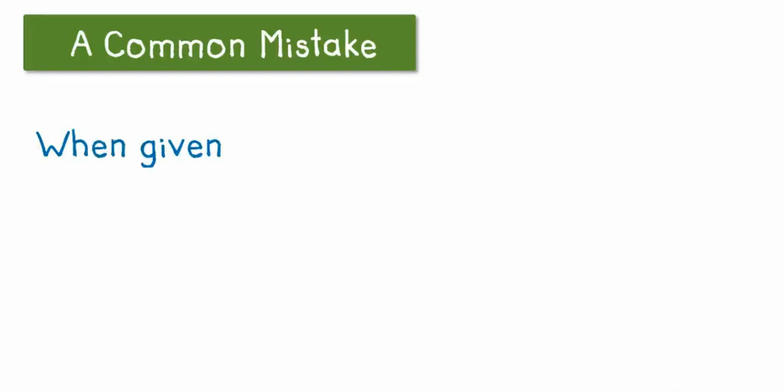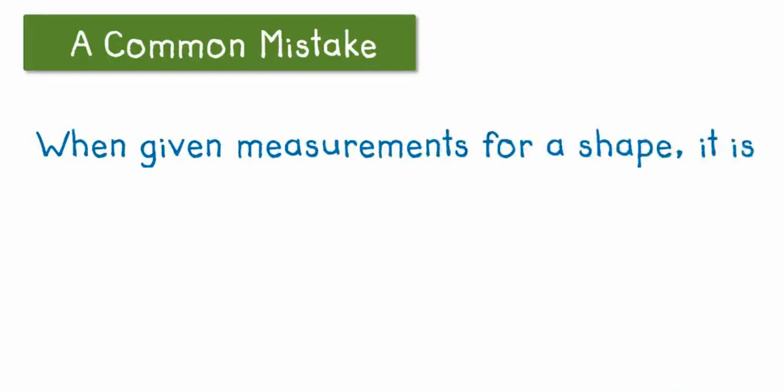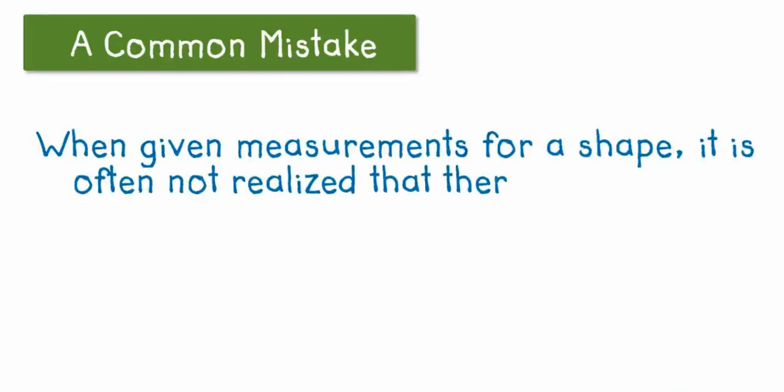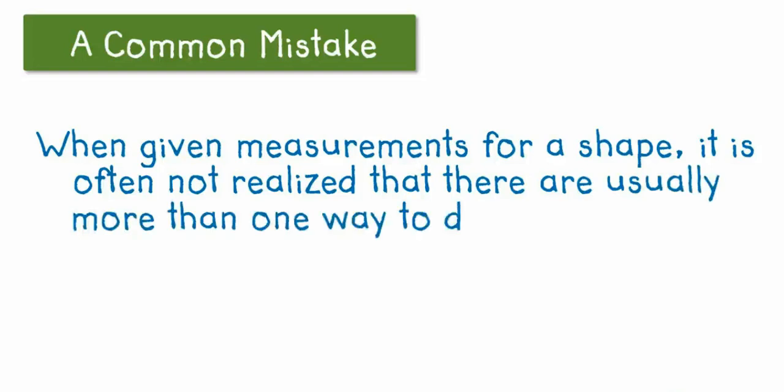A common mistake is that when given measurements for a shape, it is often not realized that there are usually more than one way to draw that shape. So a lot of times, just because you're given measurements, it doesn't mean that there's only one way that you can create a shape or there's only one shape that you can create. Sometimes you need to check and see if there's another shape that you can create as well.